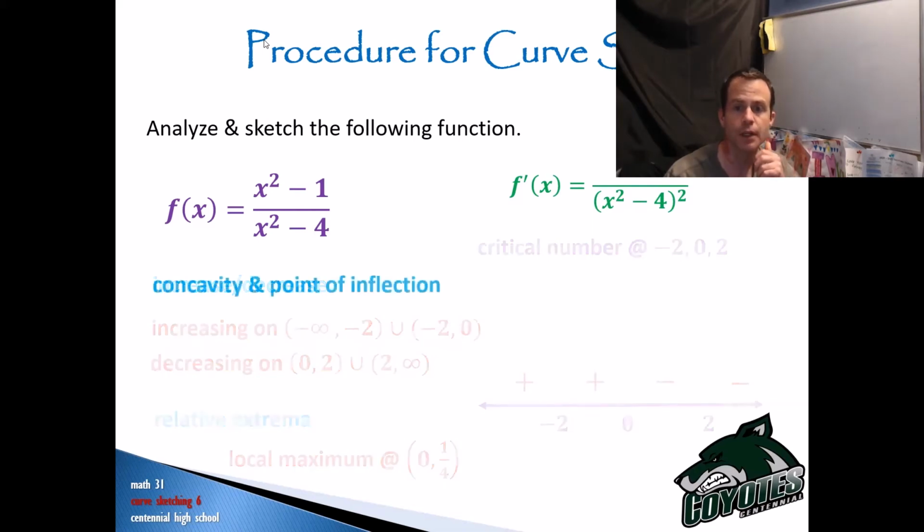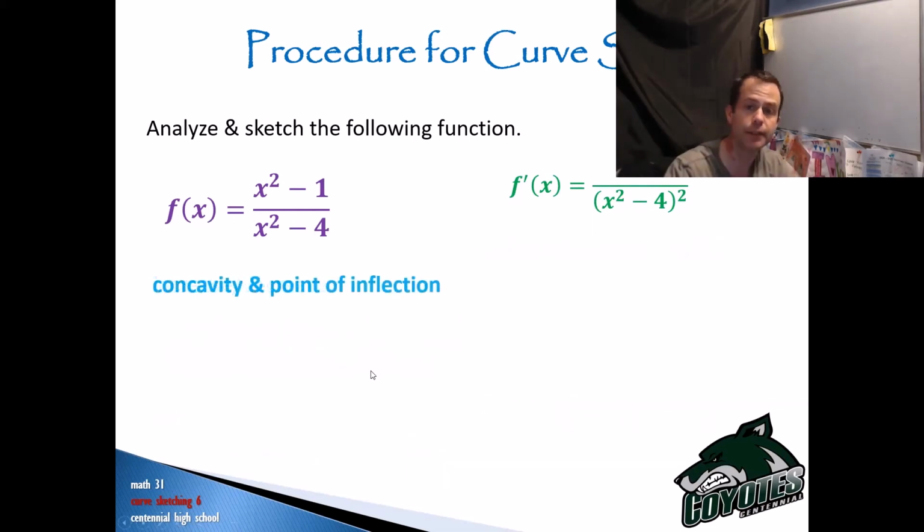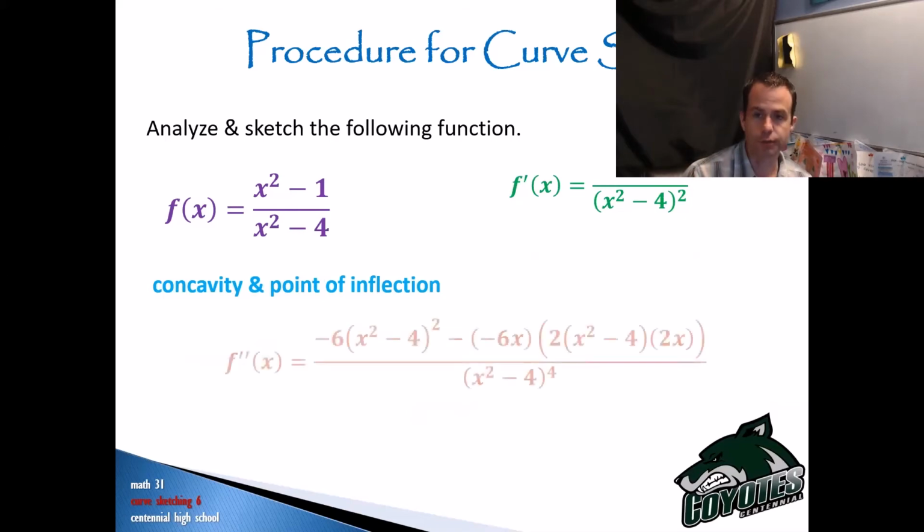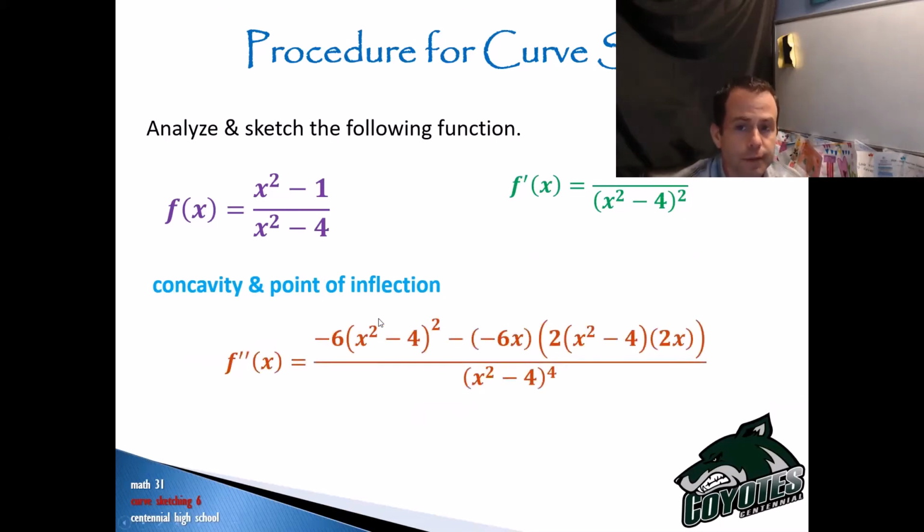Okay, so now I want to take a look at concavity and possible points of inflection. In order to do that, I need the second derivative. So I'm taking a look at the first derivative. I need to take the derivative of the first derivative. Again, I'm looking at the quotient rule. So I'm looking at derivative of f times g minus f times derivative of g, all over g squared. So derivative of f would be negative 6 times g, minus f, which is negative 6x.